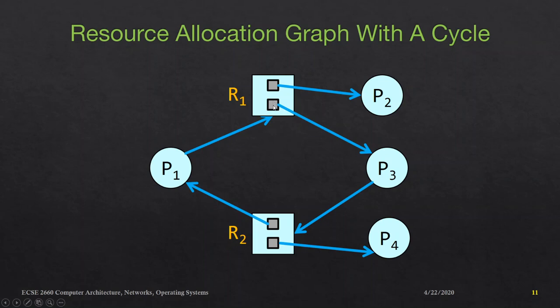Now let's see how the progress will be made. P2 only needs one resource, R1, and an instance of R1 has already been assigned to it, so P2 can finish. And similarly, P4 has already been assigned an instance of R2, so P4 can finish. Once P4 and P2 finish, they free up an instance of resource type 1 and an instance of resource type 2. So then P1 can use that particular resource type.